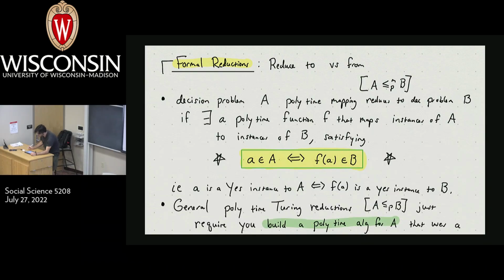So the takeaway here is we can convert one problem into another so that answers to one problem are equivalent to answers to the other problem. So answers of the two problems are equivalent under f.